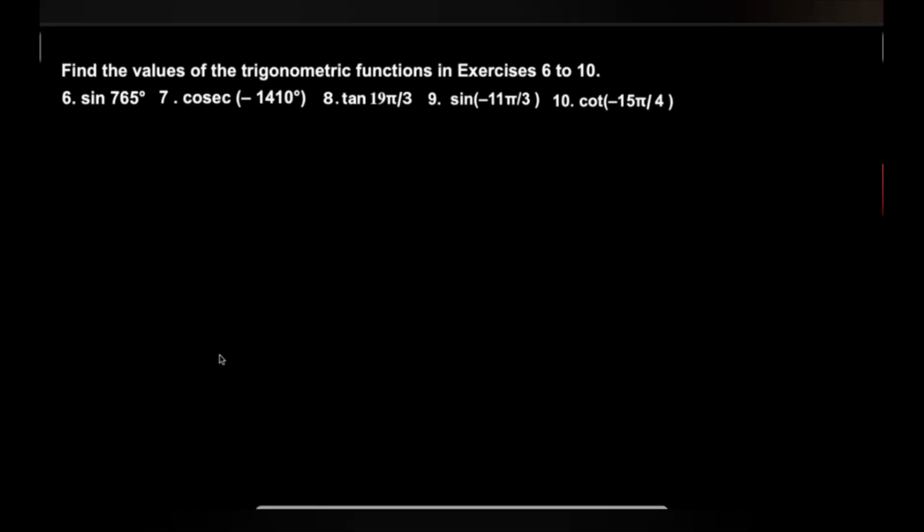Hello everyone, welcome to Shivam's Classes. In today's lecture, we are going to discuss problems number 6 to 10 from chapter 3, and the exercise number is 3.2. So in these problems, we are going to discuss finding the values of trigonometric functions at various given values of angles, which could be in degrees or in radians. So before proceeding with the solution, let's try to understand some of the basic concepts behind how to solve this problem.